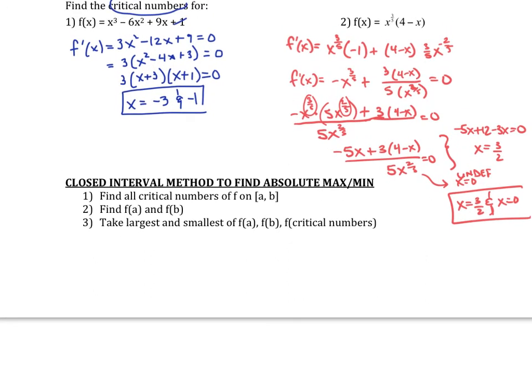In the closed interval method, to find an absolute maximum or absolute minimum, find all the critical numbers. So this is how we find critical numbers. Find f of a and f of b. These are the endpoints, so what this means is you are going to look at the endpoints. And take the largest of f of a, f of b, or those critical numbers, whichever is the maximum or the minimum of those three, and that's how you find the absolutes.